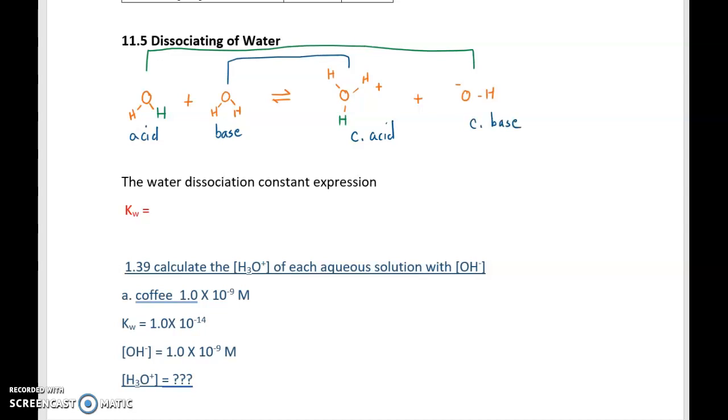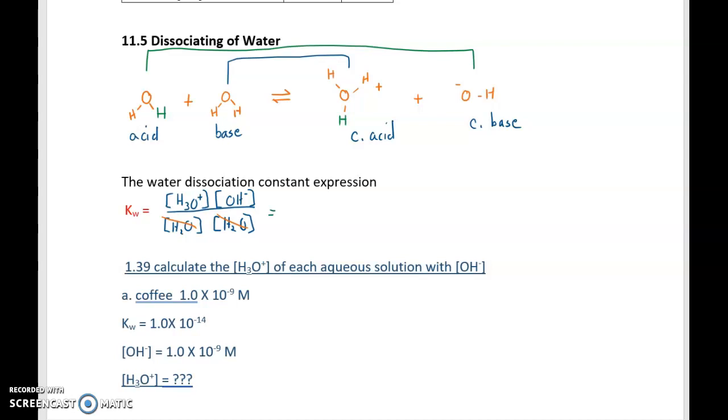We can write an equilibrium expression for this, and for that we would put our products on the top. So we'd have our H3O and we'd have our hydroxide, and on the bottom we'd have water and water. Now there's a problem with this. These two waters, the reaction is taking place in water. There's so much water that the concentration of water isn't going to change, and so that's going to be irrelevant.